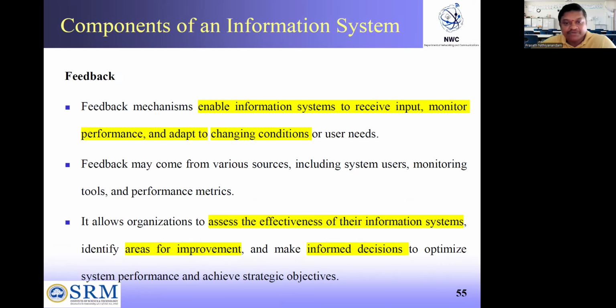As an example, an online learning platform collects feedback from students on course content and system usability, helping administrators to improve the platform and address student needs.